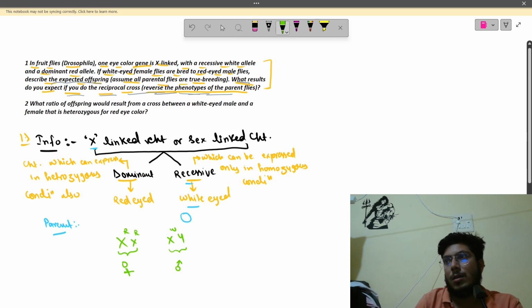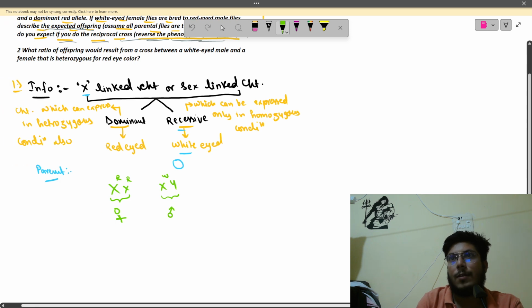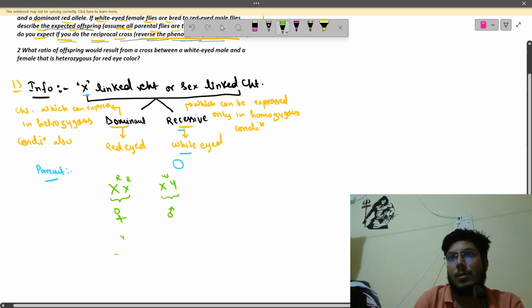ठीक है. So आगे बढ़ते हैं क्या बोल रहा है इसका क्रॉस करवाते हैं. So let's perform the cross for this. The cross for this will be X. Sorry, I'm using a different color over here. For mother, I'm writing it like this. For father, I'm writing it like this.